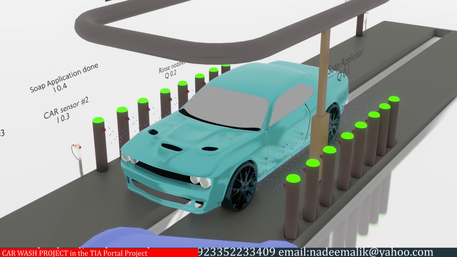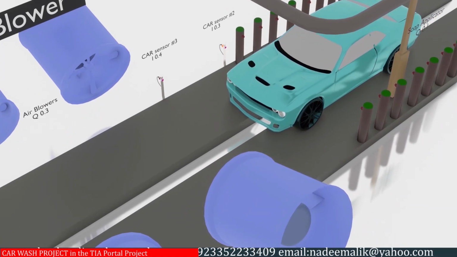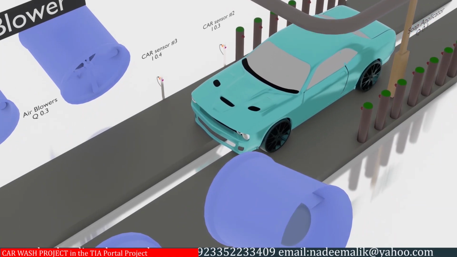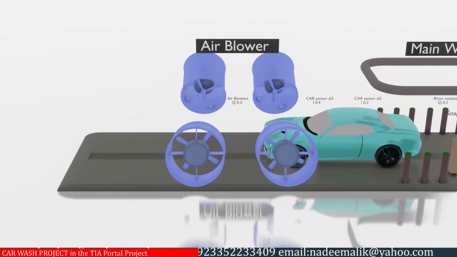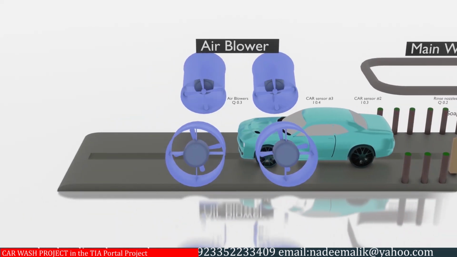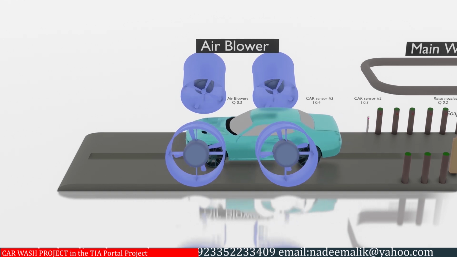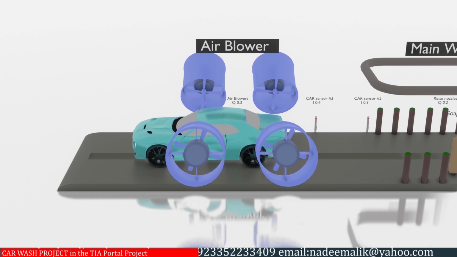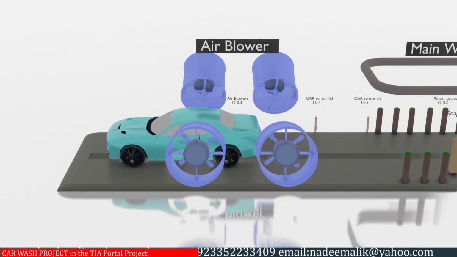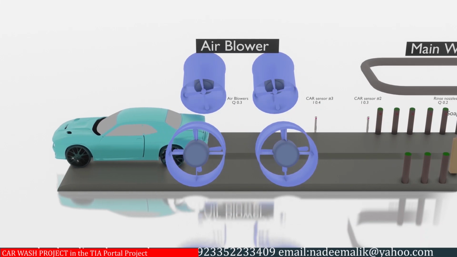Once the main wash cycle is over, the driver will move the car forward. As soon as the car comes in front of sensor number 3, I0.4, the PLC will turn on the air blowers Q0.3 for 30 seconds to remove the water from the car body and dry it. After 30 seconds, the air blowers will turn off, and the washing cycle will be finished.